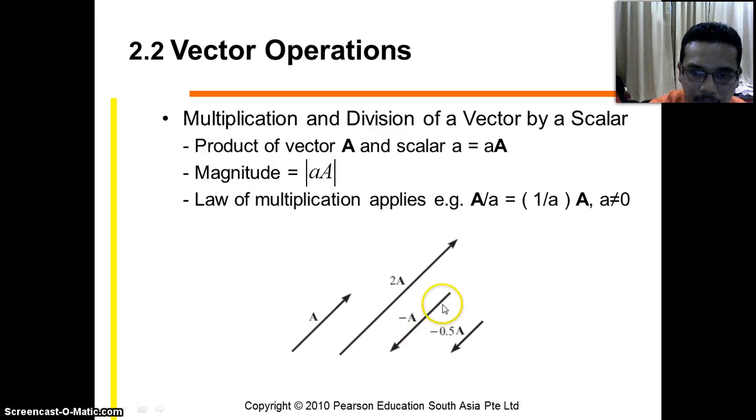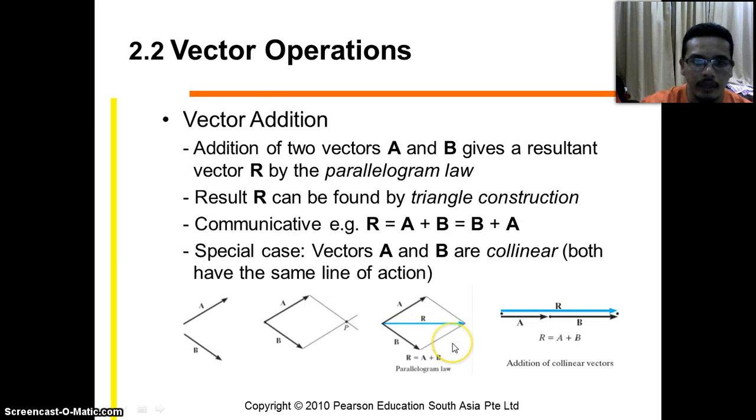So here the magnitude of A is just multiplied by a negative 1, so it is in the opposite direction, then dividing by 2 here. Okay, for vector addition, we can add two different vectors, A and B, for example. How do you add these two vectors? By using the parallelogram law. When we add these two vectors, we come out with a resultant force R.